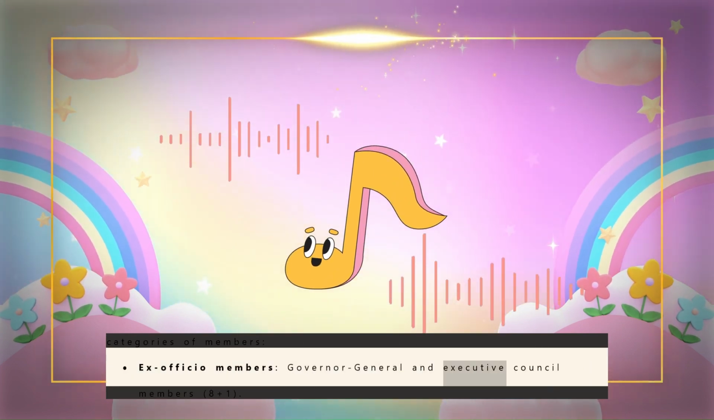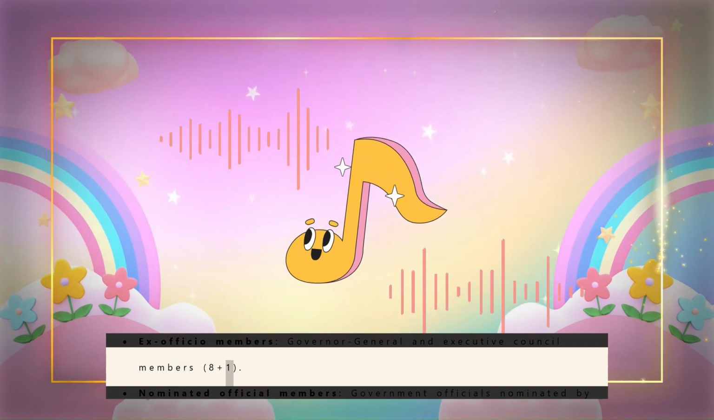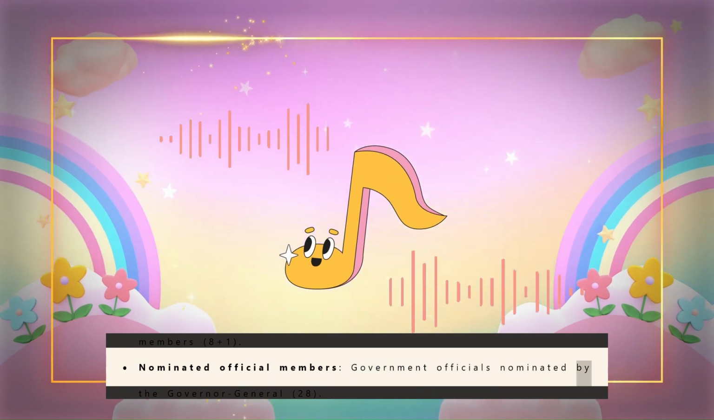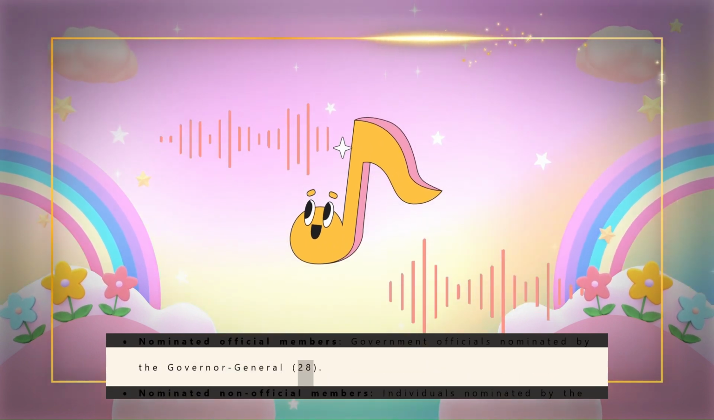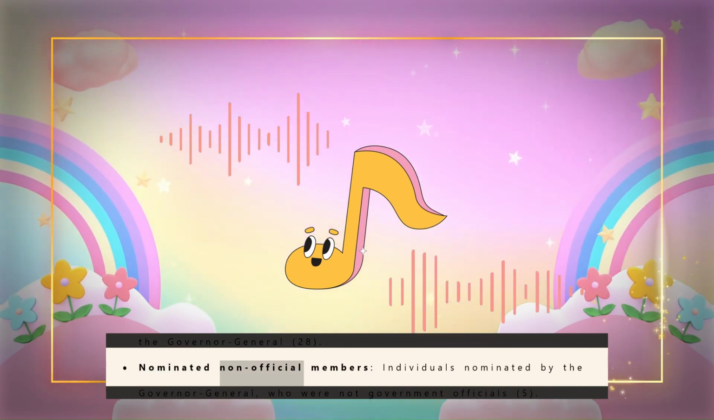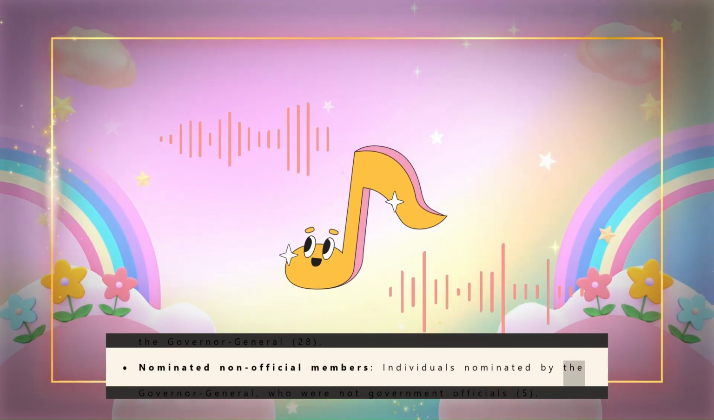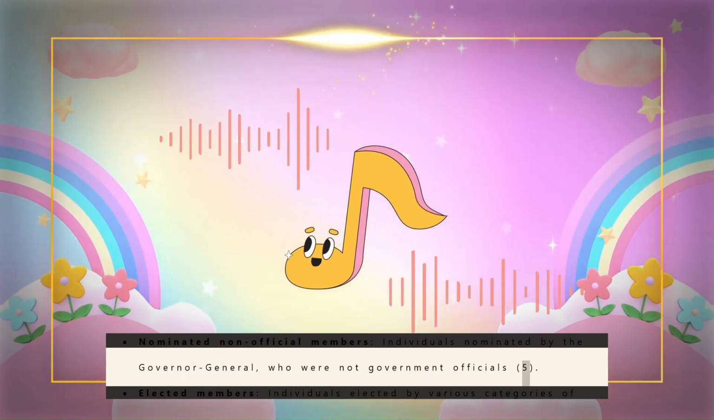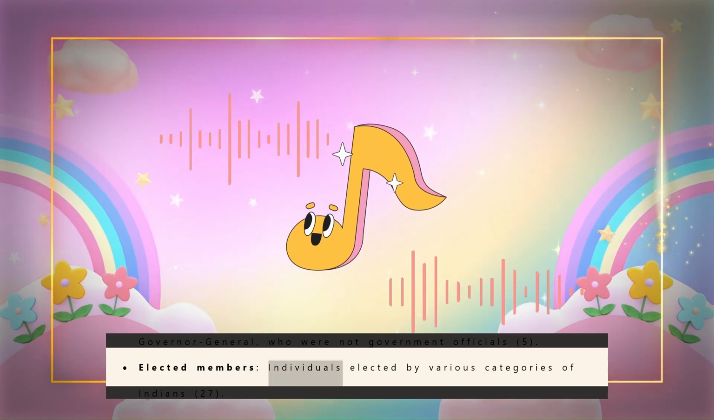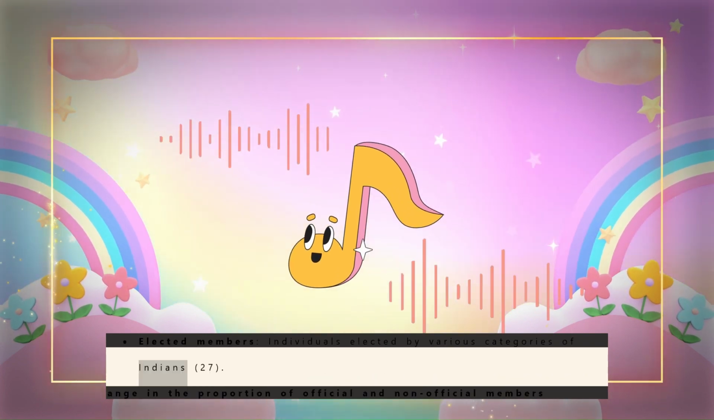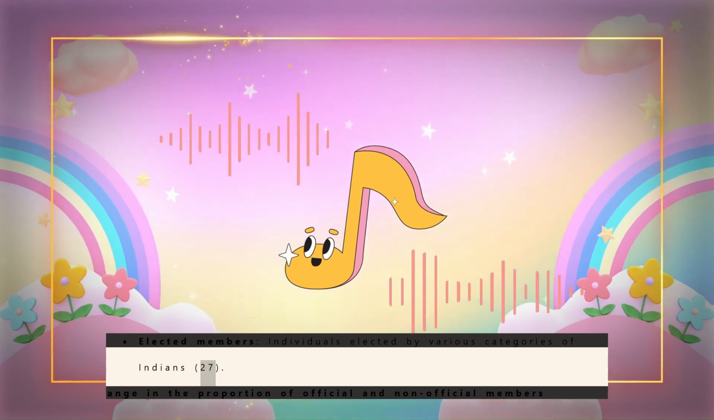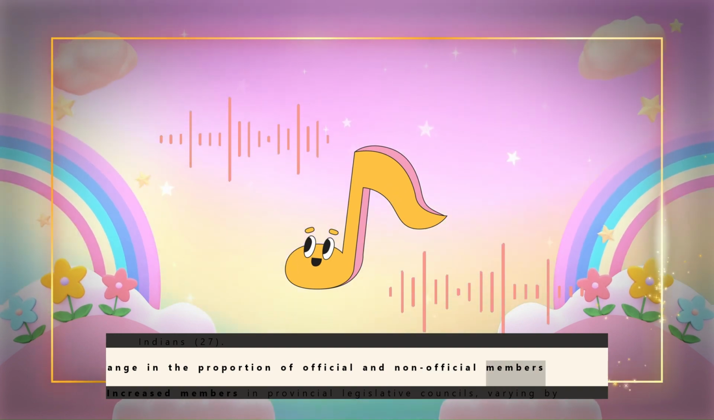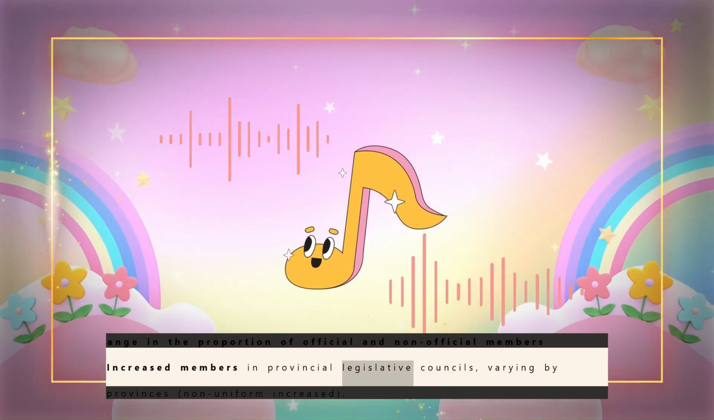Legislative councils at both the centre and provinces comprised 4 categories of members. Ex officio members: the Governor-General and Executive Council members, 8 plus 1. Nominated official members: government officials nominated by the Governor-General, 28. Nominated non-official members: individuals nominated by the Governor-General who were not government officials, 5. Elected members: individuals elected by various categories of Indians, 27.